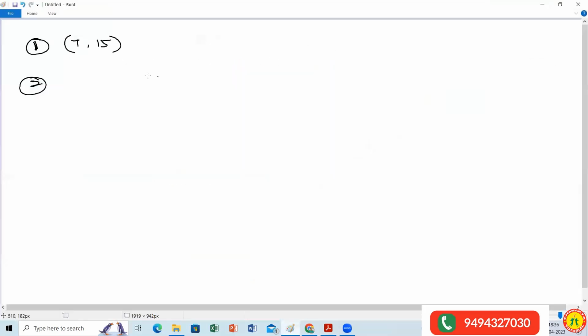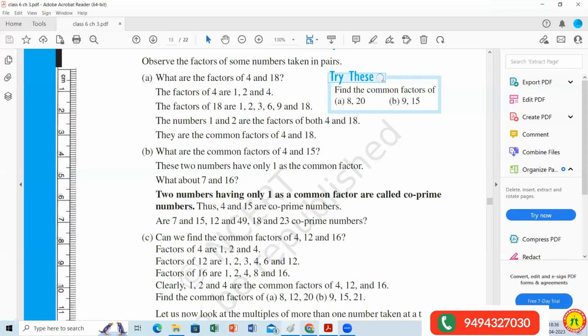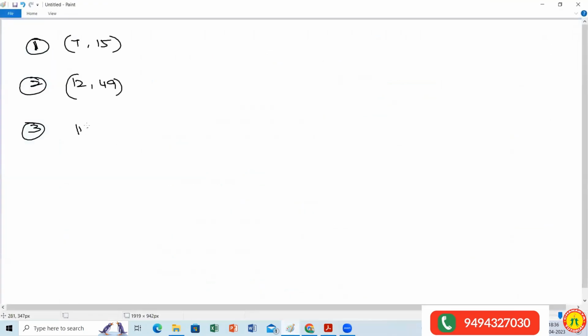12 and 49, same way check 12 and 49. For all these, tables are basic, children. If you know tables from 1 to 10, we can do faster calculations. Please practice random tables regularly. You ask your mama or papa to ask random tables. Then 18 and 23.